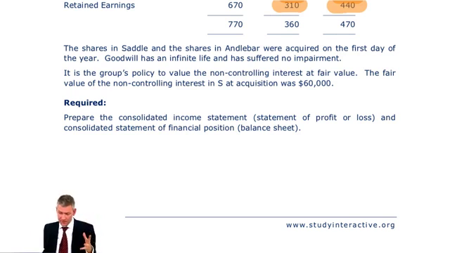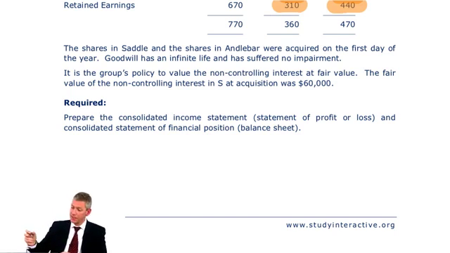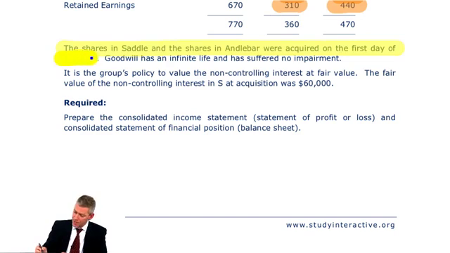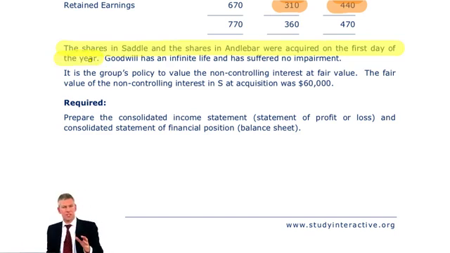Goodwill has an infinite life and has suffered no impairment. It's the group's policy to value the NCI at fair value. The fair value of the non-controlling interest in S at acquisition was 60. Going back to that key sentence that is of interest to me just at the moment, the shares in Saddle and the shares in Handlebar acquired on the first day of the year, which sounds like a ridiculous simplification for this baby question. I do admit this is a baby question, but that's not a simplification.